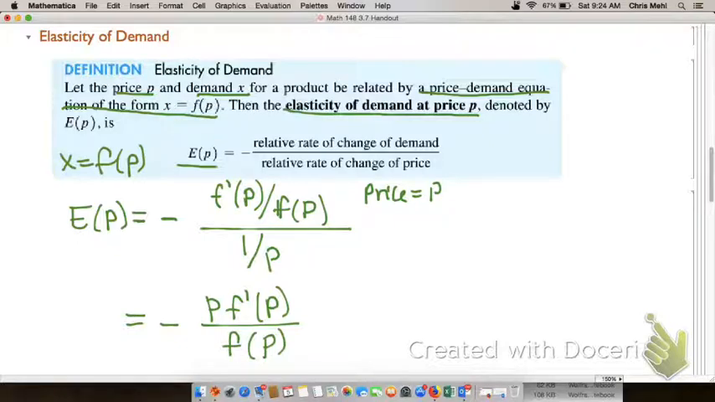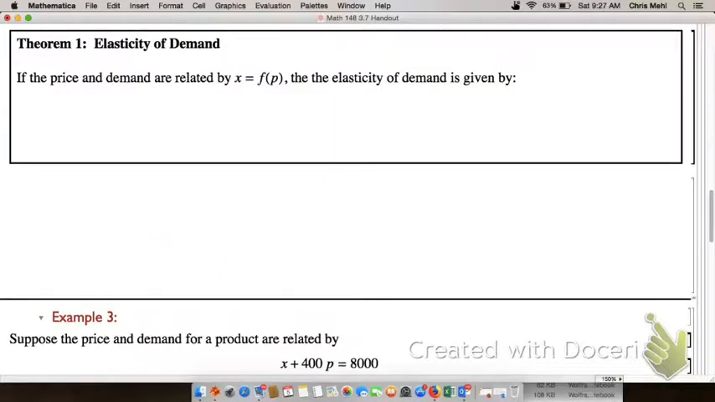So you're going to have the demand function. You'll be able to find its derivative, multiply by P, divide by the demand function, and just make sure you have that negative out front.